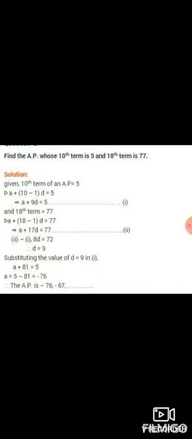72. So d is equal to 9, and a plus 9 into 9 is equal to 5, and a is equal to minus 76. So you'll be getting the AP minus 76, minus 67, and so on.